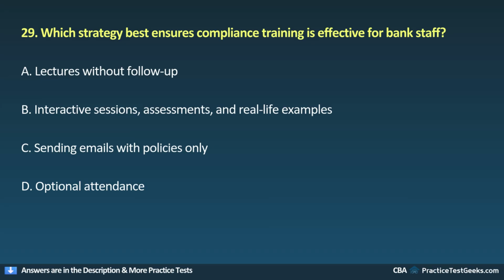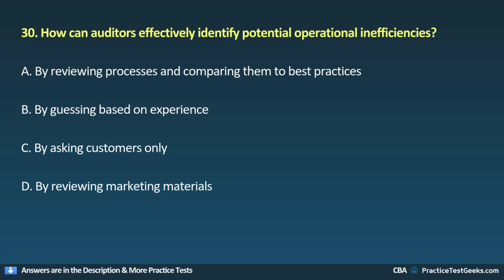A. Lectures without follow-up. B. Interactive sessions, assessments, and real-life examples. C. Sending emails with policies only. D. Optional attendance. 30. How can auditors effectively identify potential operational inefficiencies?